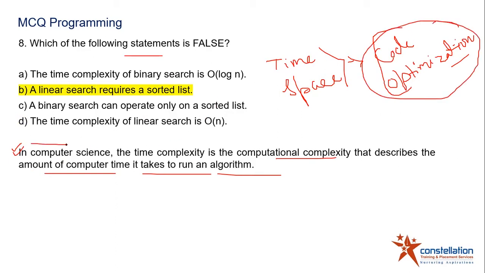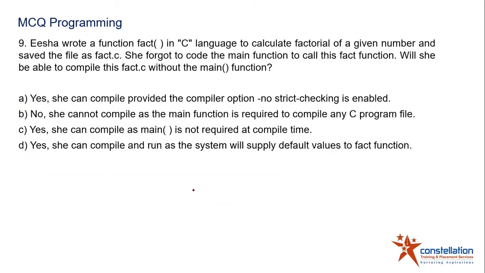So that was just to tell you in case you are getting confused about what time complexity is. And time complexity is always denoted by big O notation. That is what we follow. Okay, so now going to the next one.